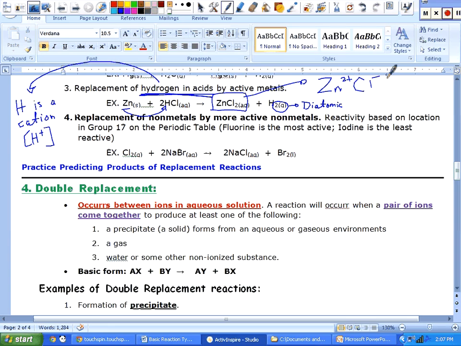Okay. Any questions on this? What am I trying to get you to know about this? H acts as a cation. That's what I'm trying to get you to know. Yeah, you have to know that one. Do what?